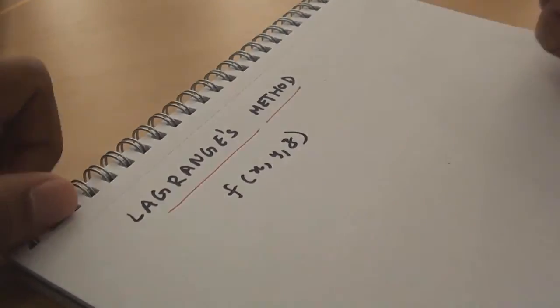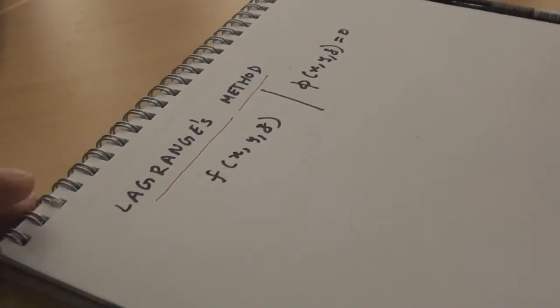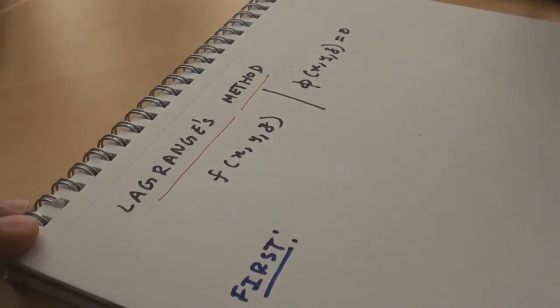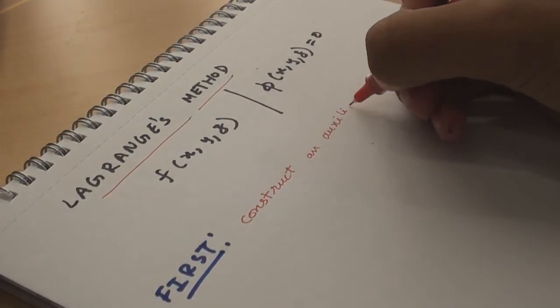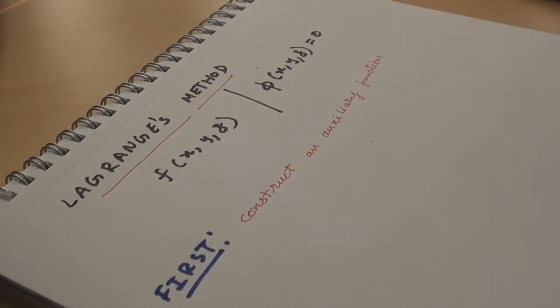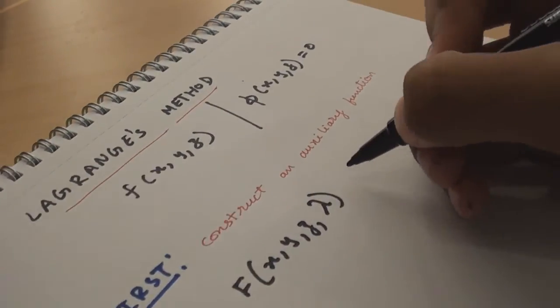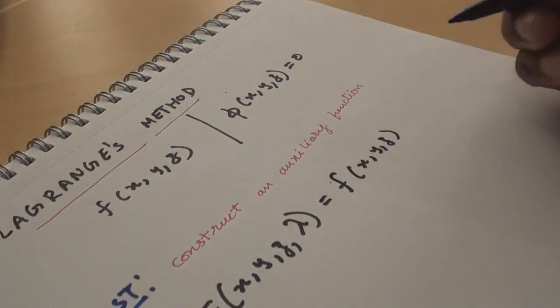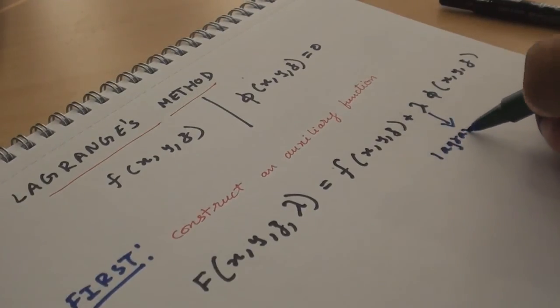Lagrange's method. It is just a bunch of steps we follow to find the extremes of a function under the condition that the same function could be equated to 0. Might get a little confusing from now, but it will become clear when we take up an example, so bear with me. First, we construct an auxiliary function which equals the original function plus lambda times the conditional function. Lambda is a Lagrange multiplier.